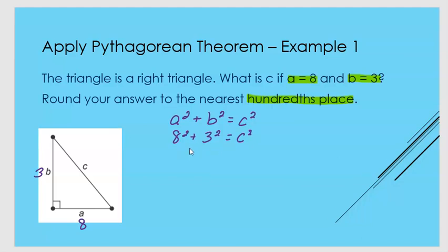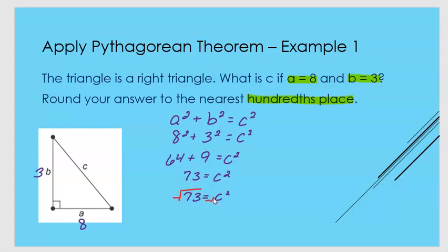Now I solve. 8 squared is 64, plus 3 squared is 9, equals my C squared. Now I add. 64 plus 9 is going to give me 73, equals my C squared. At this point, that's C squared though, so again, I've got to take the square root of both sides, and I'm going to write this as a separate line just so that you see this really is another step in this process.